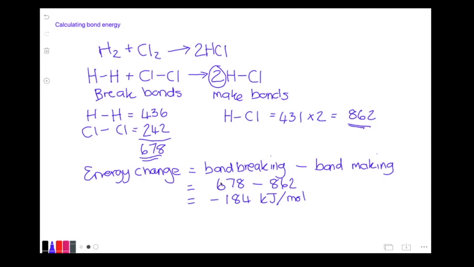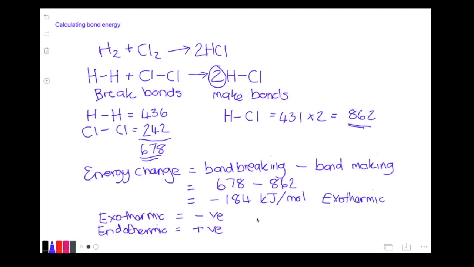Don't worry that you get a negative sign here, because that is really important. Previously we had a look at exothermic and endothermic reactions. What we found out is that exothermic reactions, the reactions that give out energy, have negative values, and endothermic reactions, where we have to put energy in, have positive values. So looking at the final energy change for this reaction, we've got a negative value, and that means that this particular reaction is exothermic.